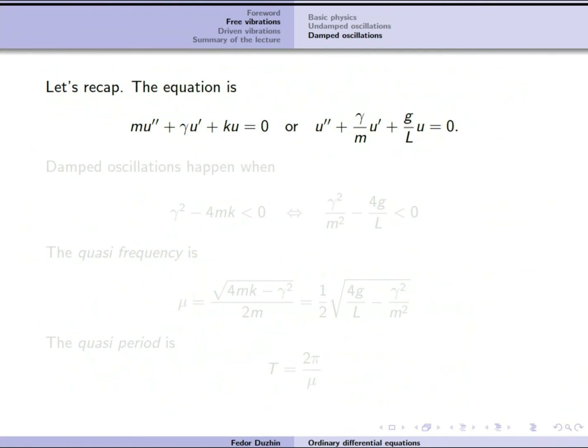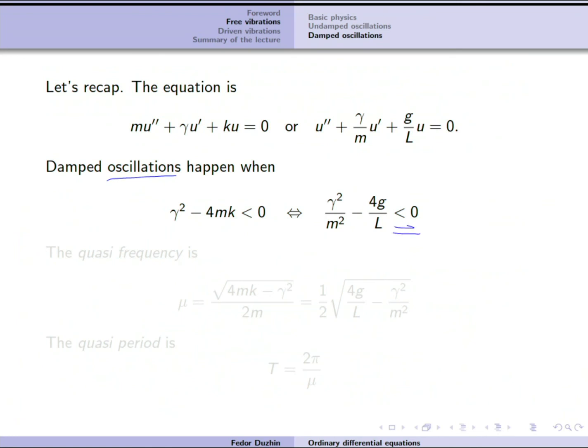Okay, so let's recap. So this is our equation. Right? So damped oscillations happen when the discriminant is negative. So if the discriminant is non-negative, then it means that there is no oscillation at all. So we have either critical damping or over-damping, but there is no oscillation. So the word oscillation means that we really have to have a negative discriminant, right?